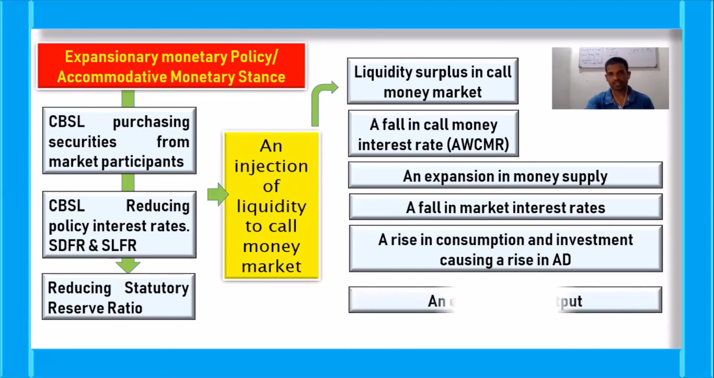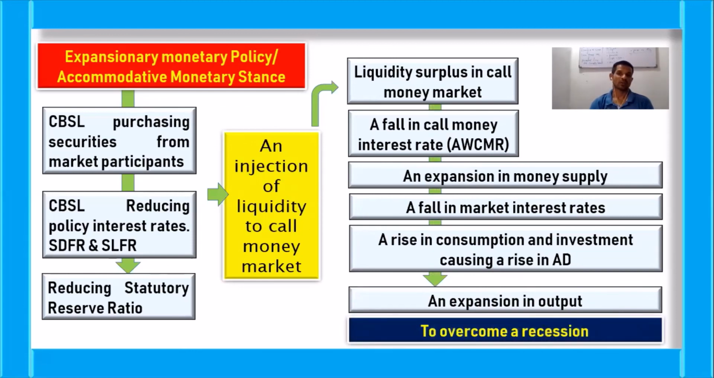Okay, that's the point. So this expansionary monetary policy will cause an expansion in output, and therefore expansionary monetary policies are desirable when the economy is having a recession, to overcome the recession. Okay, so that's the whole idea of the accommodative monetary policy stance. And we will learn it practically later. This is the theoretical aspect. What I explained is the theoretical aspect of accommodative monetary policy.